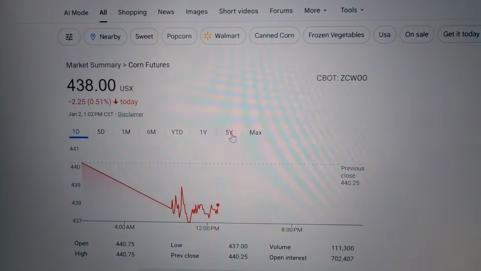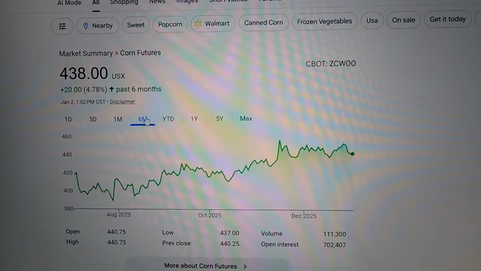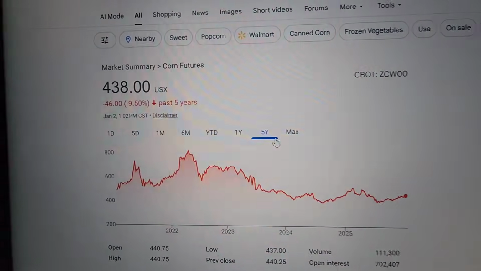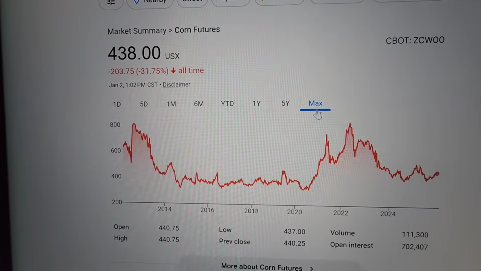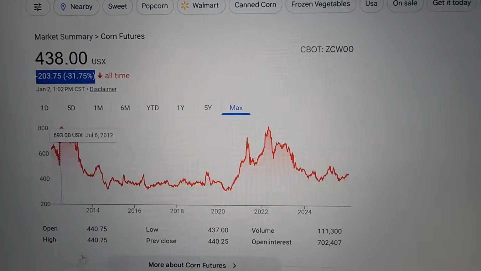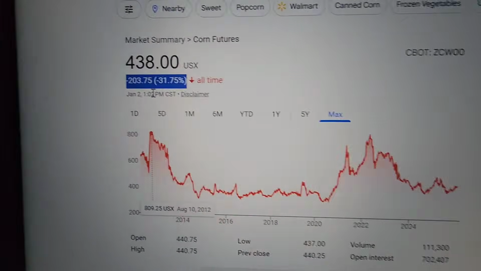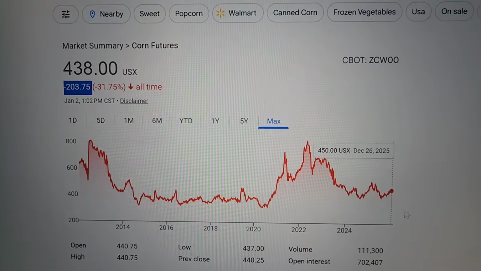And then you can go into Google and you can do the same thing with grains. I mean, look at the 6 months. Look at the 5 years. 5 years went down. Look at maximum. It starts clear back here around 2012. Actually down 31% over that time period.